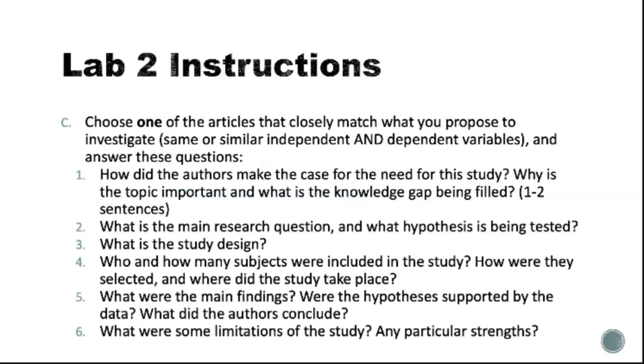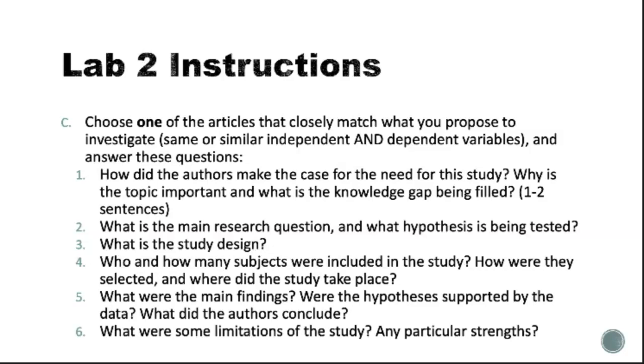In the next part of the lab, you're going to choose one of the articles that closely matches what you are investigating. So hopefully it has the same independent and dependent variable, and then you're going to answer some questions. So think about, how did the authors make the case for the need for the study? Why is the topic important, and what is the knowledge gap being filled? This should really just be 1 to 2 sentences.